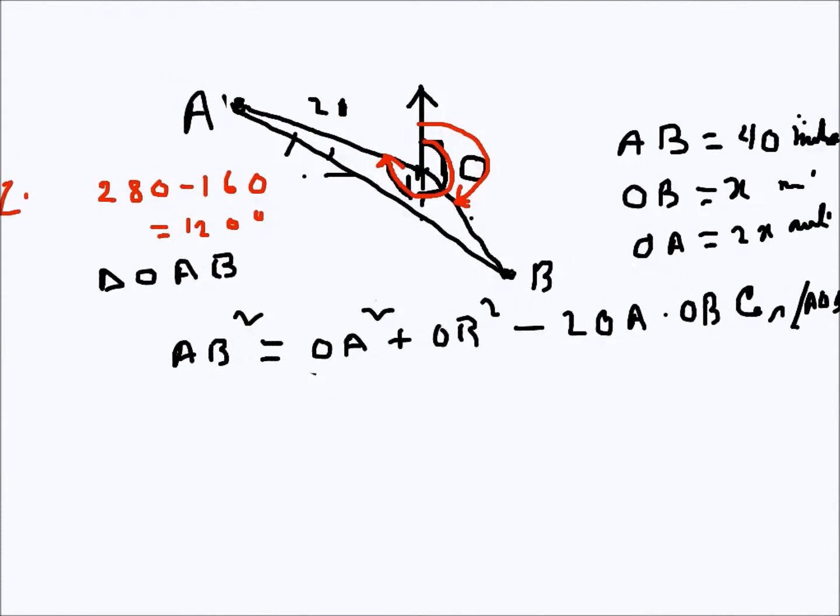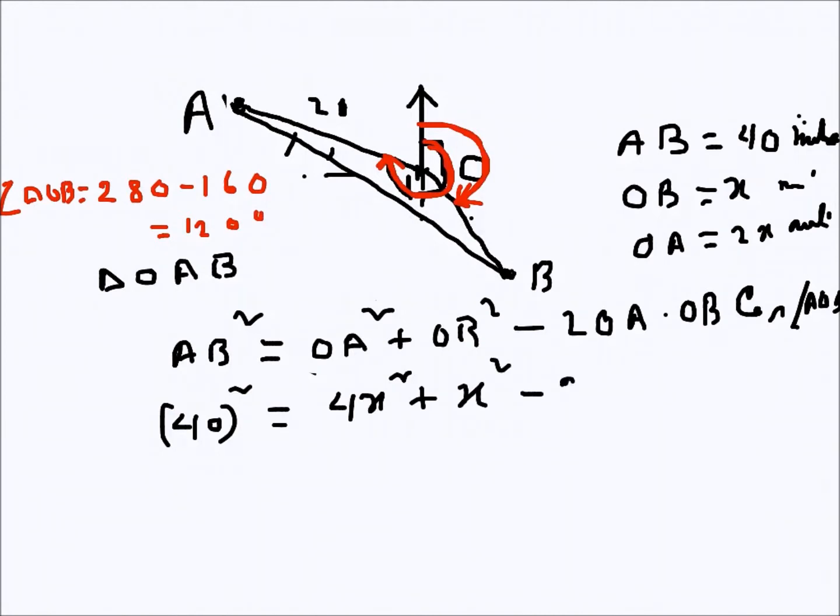This is angle AOB. This whole angle is 280 and this one is 160. So okay, we have that information. We know how much AB is, which is 40 square. Let me go back to black again. 40 square here. This one is 2x whole square, so 4x square, plus this one is just x square. This one is negative 2 into 2x into x into cos of 120 degrees.